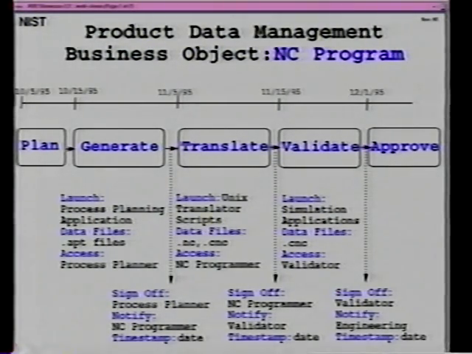The resulting source file is checked into the product data management system. The person in the workflow who performs this is the process planner. When the process planner is done, automatic notification is sent to the NC programmer that the source file is ready to be translated.